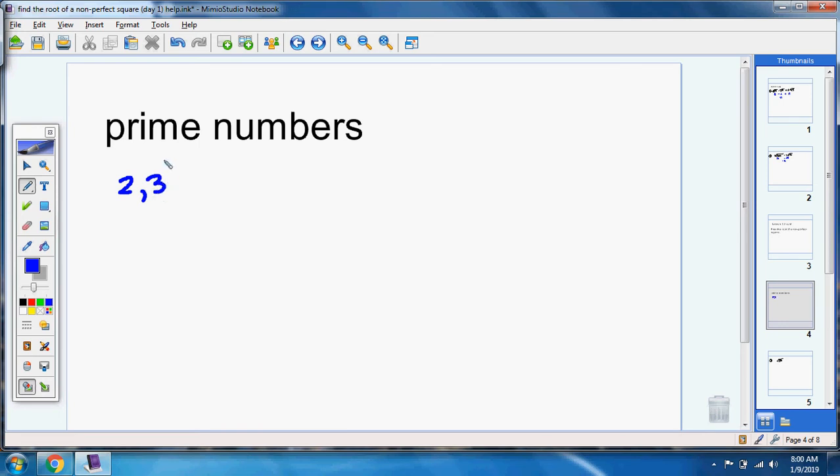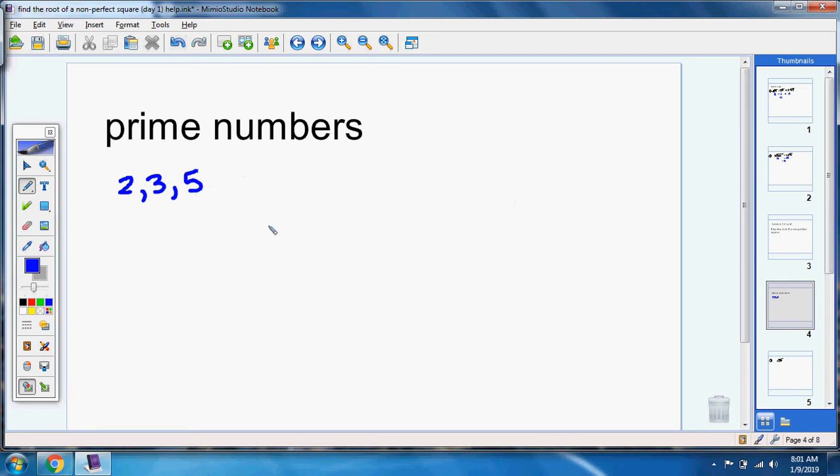3, because it's only 1 times 3 to give you 3. But what about 4? Will 4 be a prime number? 1 times 4 works, but also 2 times 2 works. So that's why 4 is not a prime number. All right, so what comes after 3 then?